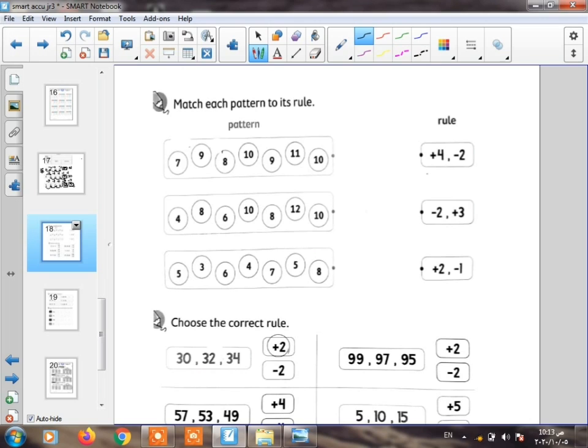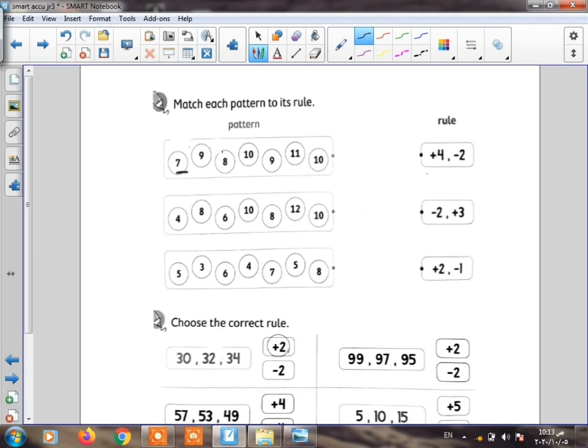Pattern to its rule. We have a rule for each pattern. We will look to see if the number every time increased or every time decreased or one time increased and then decreased. We will see. Here, we have 7. The 7 became 9. So the number increased, became greater. By how many? Let's count. After 7 we have 8, 9. So we add 2. So our pattern rule here is +2.